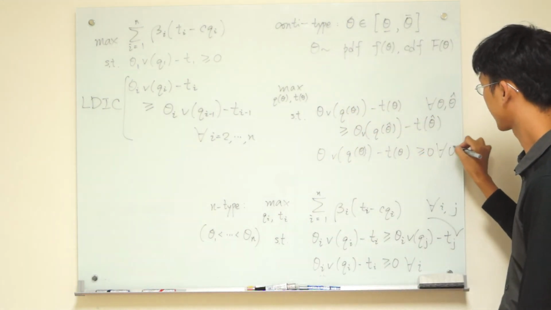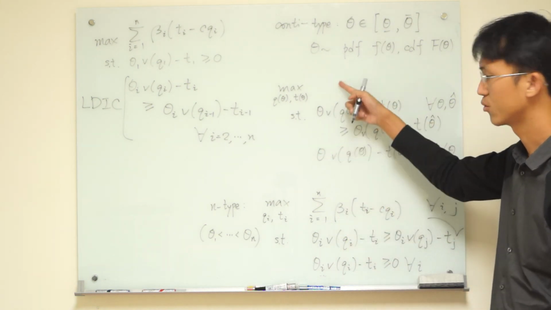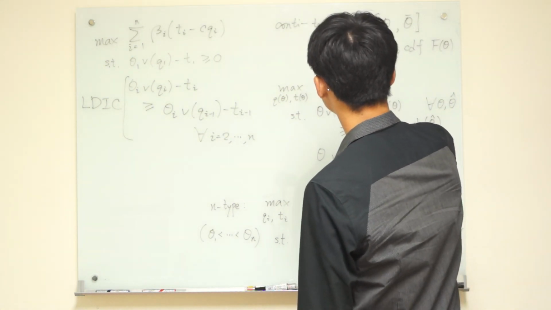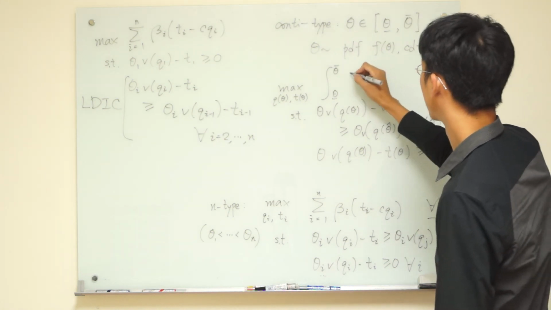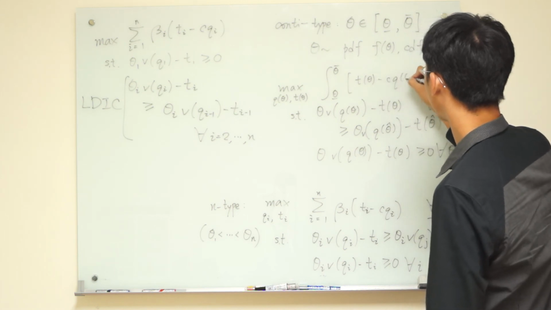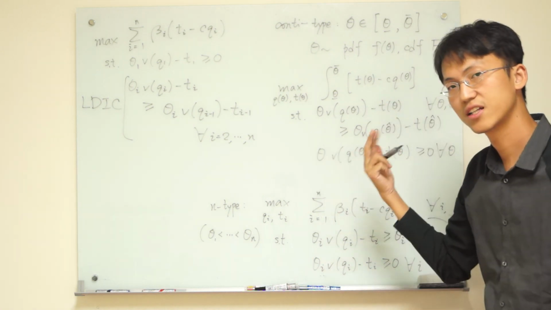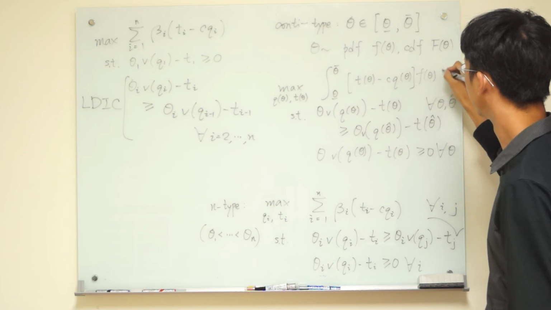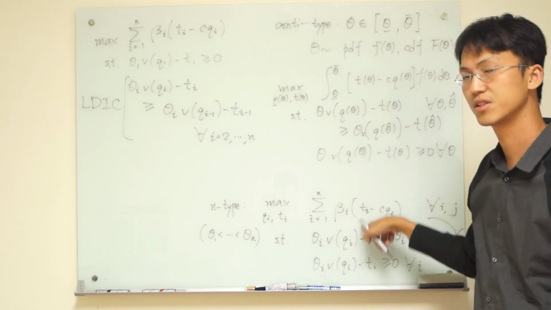And finally, for our objective function, from the summation, now we need to jump to integration. We do an integration from the lower bound to the upper bound. For each type, I'm going to earn T theta minus C Q theta. And then, what's the likelihood for me to see it? It is small f of theta d theta. This is a continuous generalization from this summation.